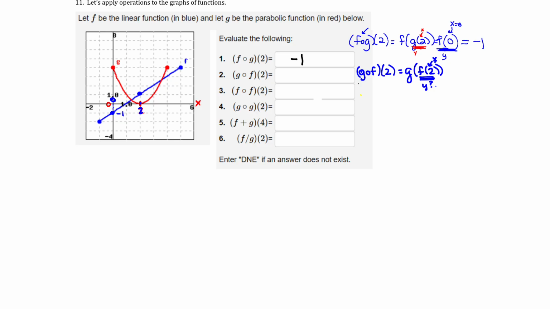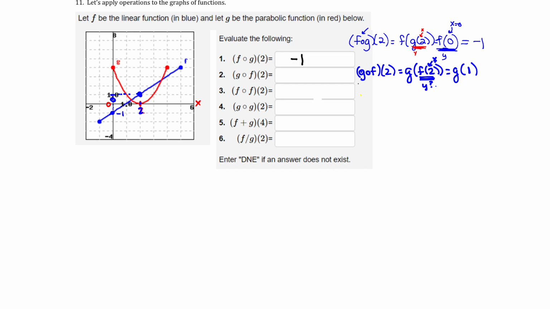And what is the f? F is right here. And what is the corresponding y value? The corresponding y value actually happens to be 1, right? So what we're going to do is say f of 2 is 1. So I am going to have this equals g of 1. The y value when x is 2 of f is 1.